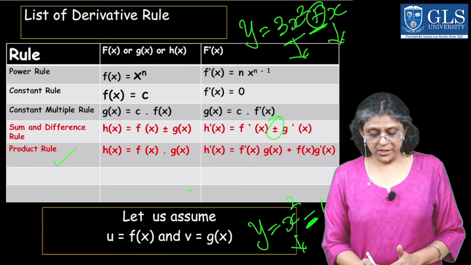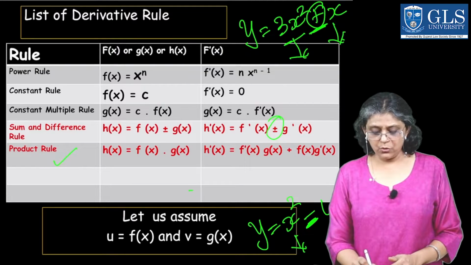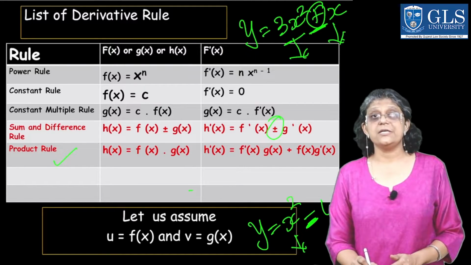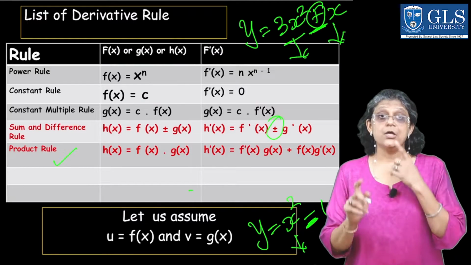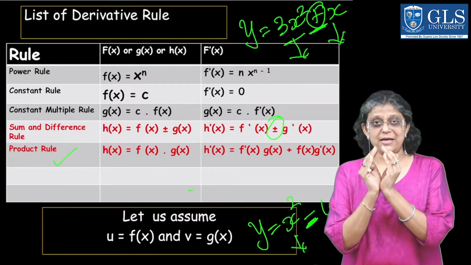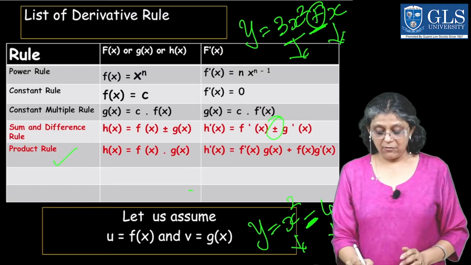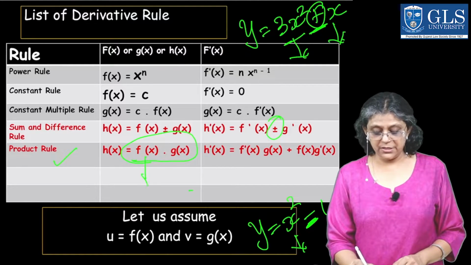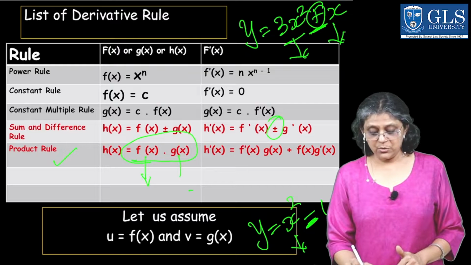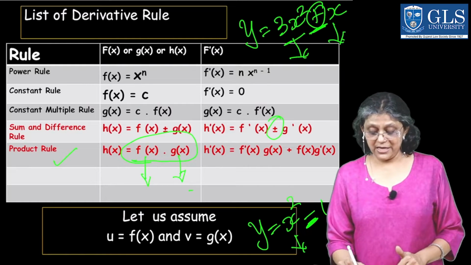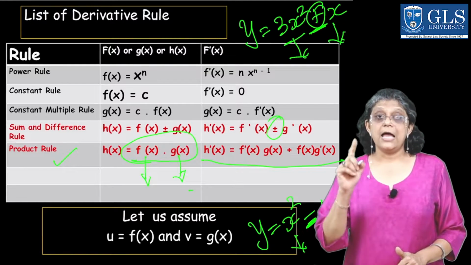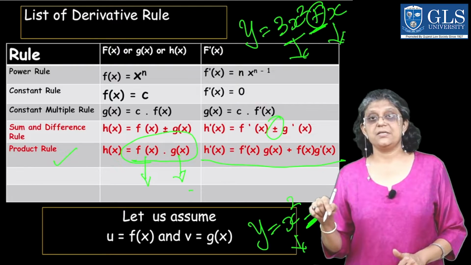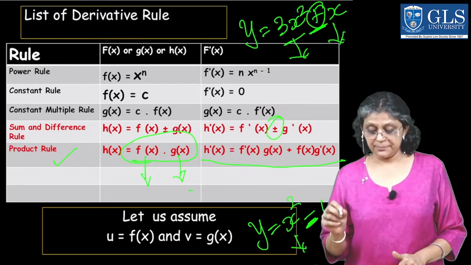Next is the product rule. So the product rule is h(x) is equal to g(x) into f(x). Two functions, two products are there. What we do is, I want to find out the derivative of this. First I will find out the individual derivative of each, and then the formula is f dash x into g(x) plus g dash x into f(x).